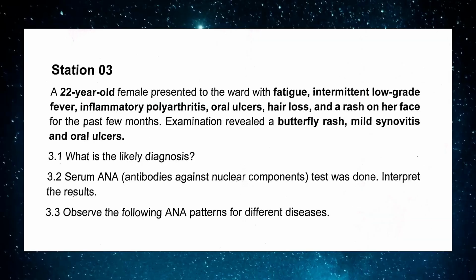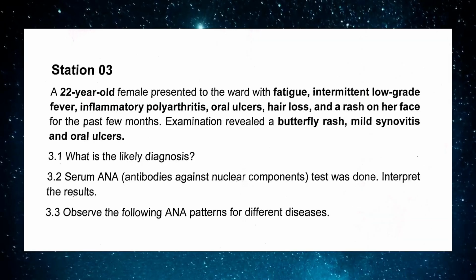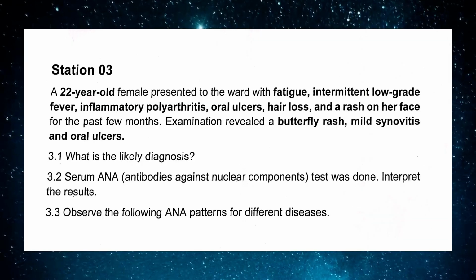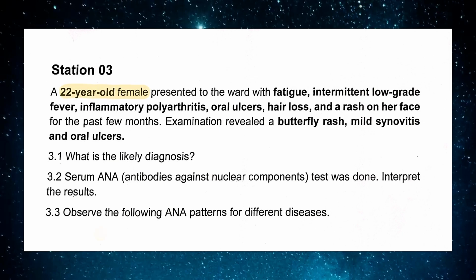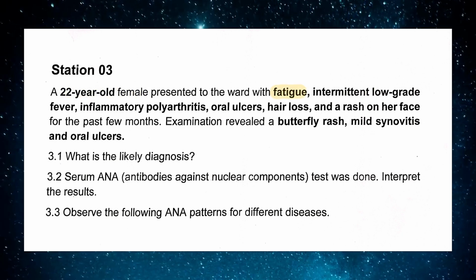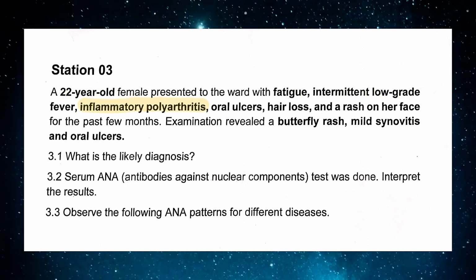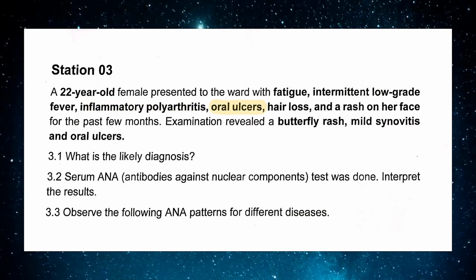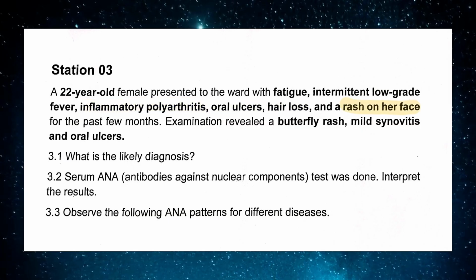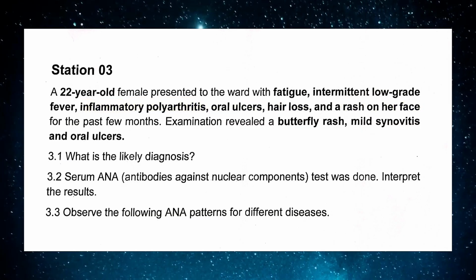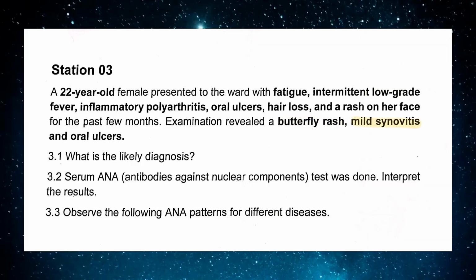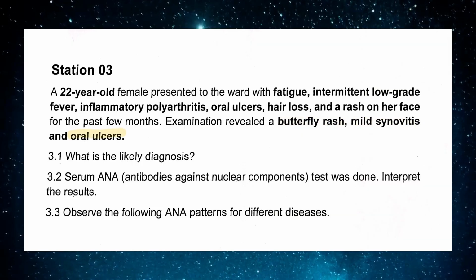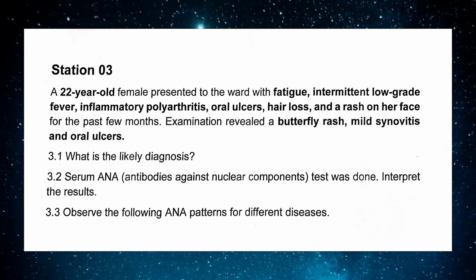Today, we'll discuss an interesting clinical scenario that will help you understand the diagnosis of a common autoimmune disease. A 22-year-old female presented to the ward with fatigue, intermittent low-grade fever, inflammatory polyarthritis, oral ulcers, hair loss, and a rash on her face for the past few months. Examination revealed a butterfly rash, mild synovitis, and oral ulcers. What is the likely diagnosis?